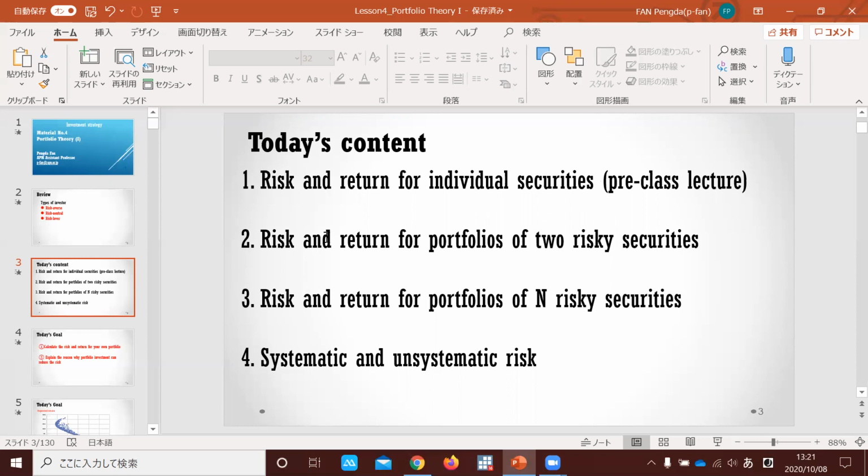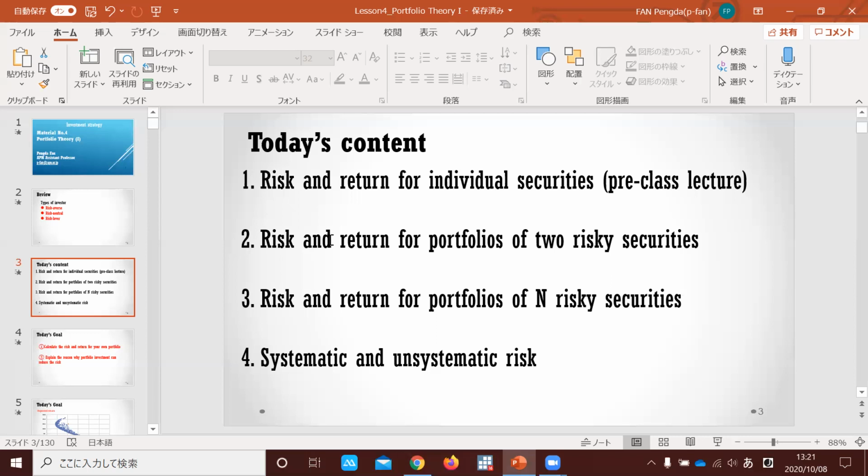And then we move on to the second step. That is, instead of putting all your money into one basket, you can invest in at least two risky assets, right? So for example, you hold one Toyota stock and one SoftBank stock. So you hold two risky assets. In this case, what is the risk and expected return for your portfolio?